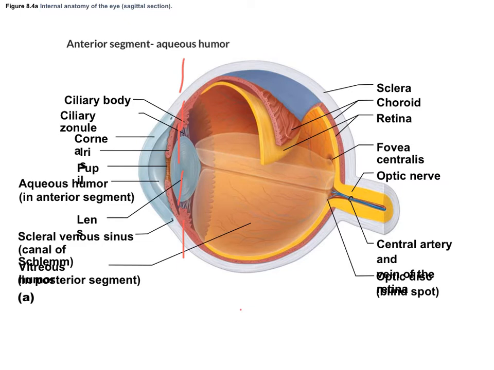The choroid is a blood-rich nutritive layer of the posterior eye, and in the anterior part, it's modified into the ciliary body and the iris. So the iris and the ciliary body are actually part of the choroid. I chose this picture on purpose because it has the white of the eye as the sclera, the red is the vascular layer, and that continues in the iris and the ciliary body, and then the yellow is the sensory layer.